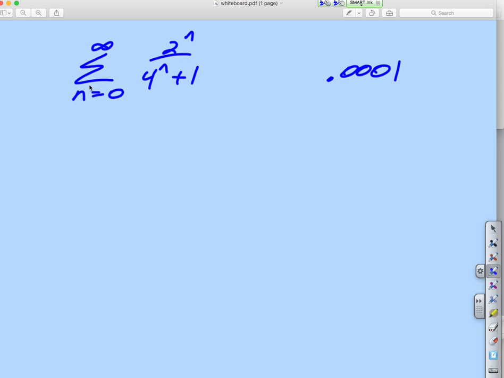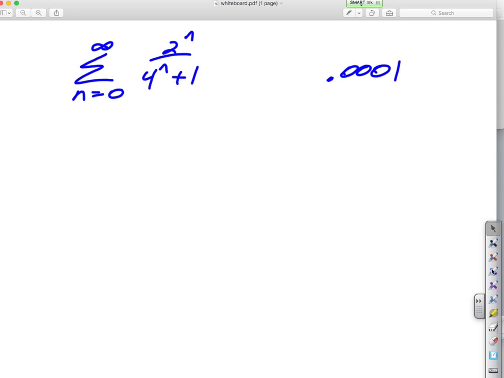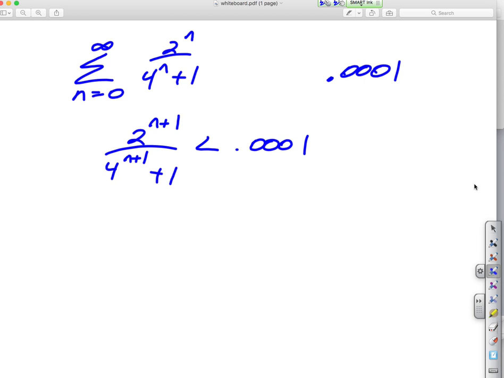I think we can do this one. All right, so there's my sum. I want to do that to within an error of 0.0001. So how do we get started? Inequality. So 2 to the n plus 1 over 4 to the n plus 1 plus 1 is less than 0.0001. And since it's within, I don't want the equal to, just the less than. Everybody okay with that? Yes.